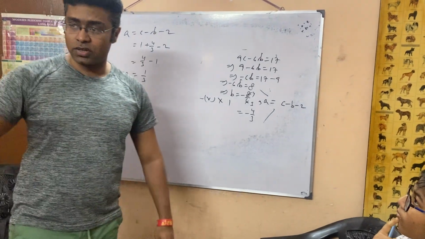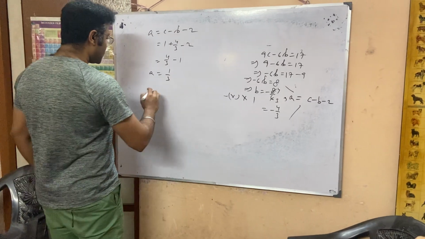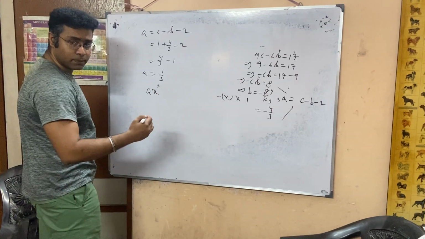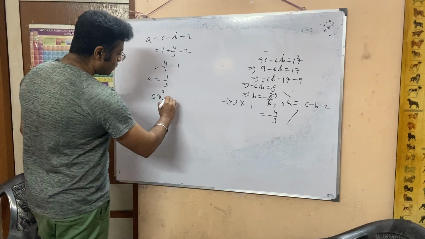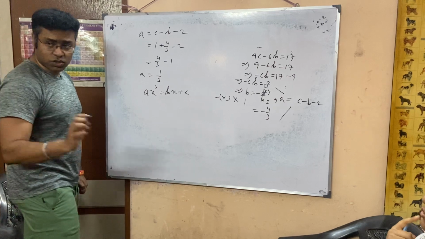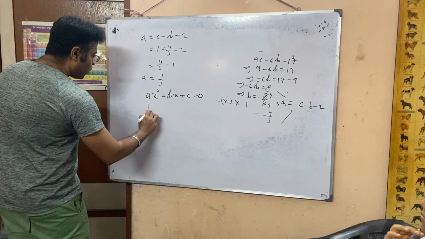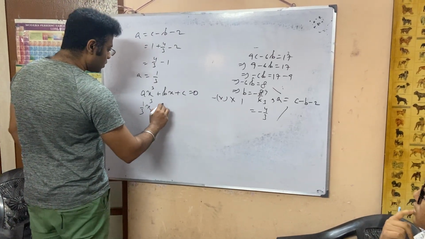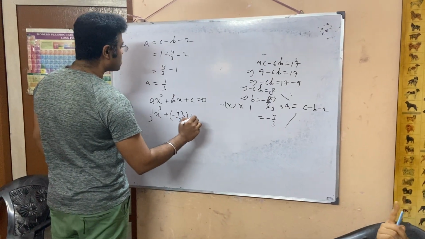Now tell me the mother equation. Please tell me the mother equation. Ax cube plus bx plus c equal to 0. Now place the value of A here. 1 by 3 plus B, C was 1.